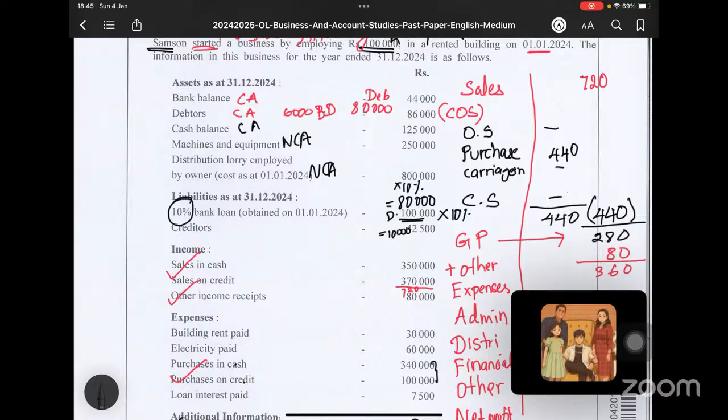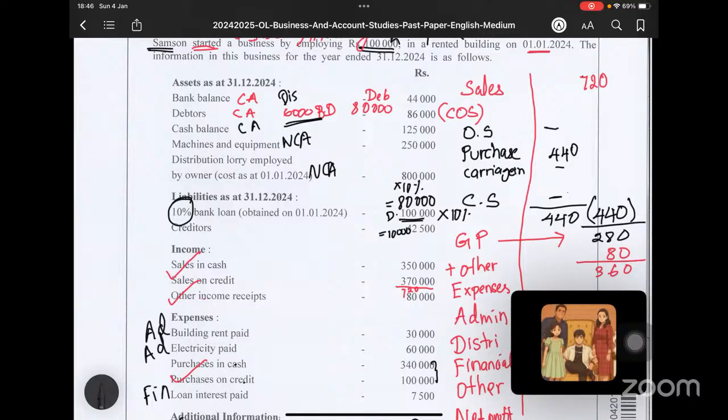Okay, and expenses. Building rent paid. So building rent, what is that? Is it administration or distribution or financial expense? Administration. Yes, it is administration. Electricity paid. Administration. Good. And loan interest paid. Finance. Yes, that is finance. And also we have bad debts. Bad debts come under distribution. Good.